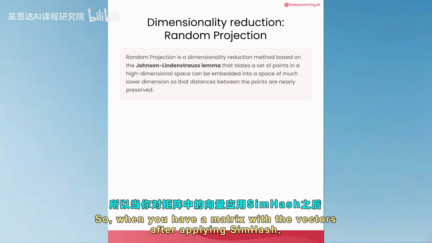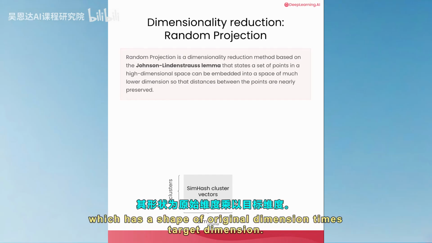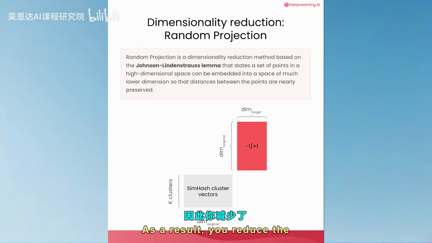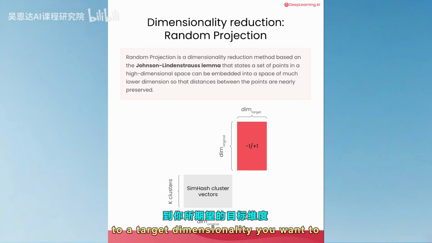So, when you have a matrix with the vectors after applying SimHash, you multiply it by another matrix of positive and negative ones, which has a shape of original dimension times target dimension. As a result, you reduce the dimensionality of each of the cluster vectors to a target dimensionality you want to have per cluster.